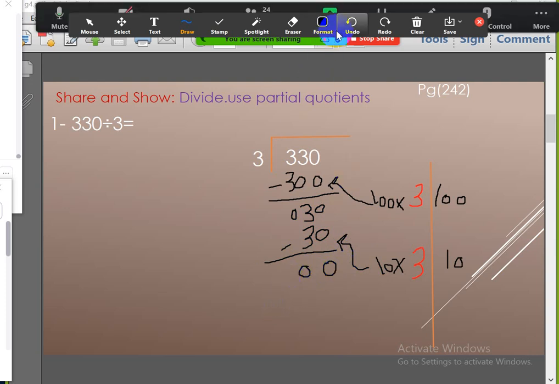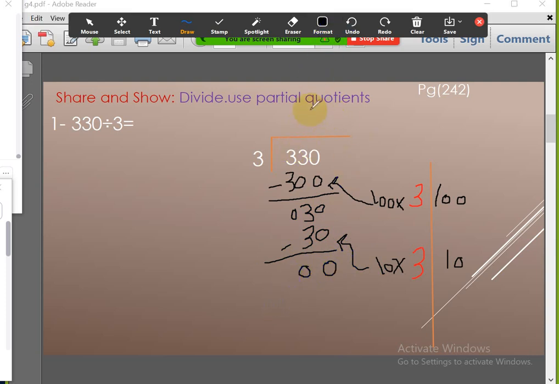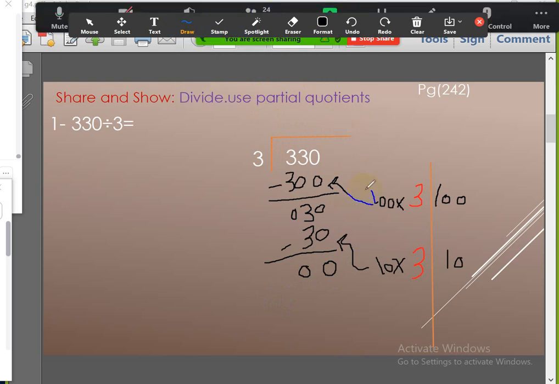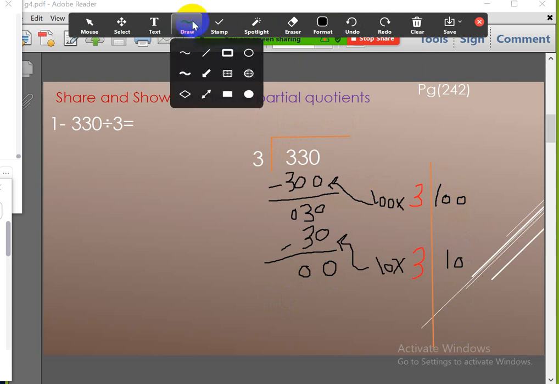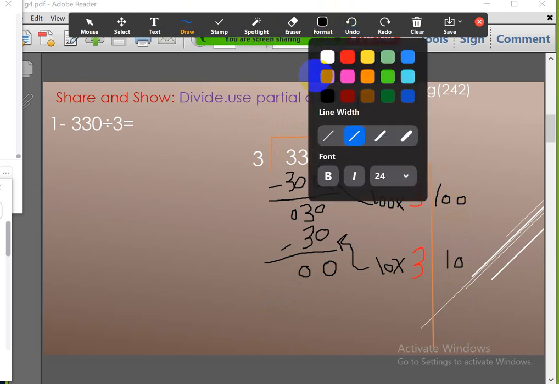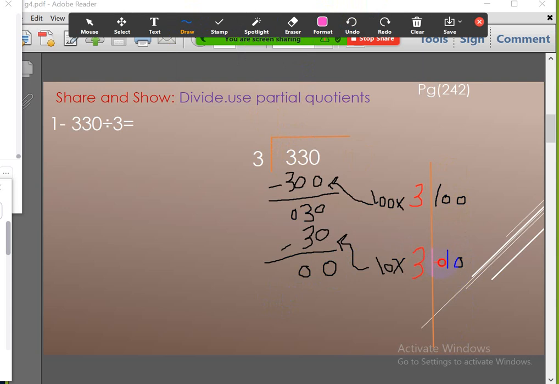So now, where's the quotient? To find the quotient, I have to add the numbers that I chose to divide it. Let's add 110. 0 plus 0 equals 0. 0 plus 1 equals 1. And there is no 100 here, so the quotient is what? 110. This is the quotient.